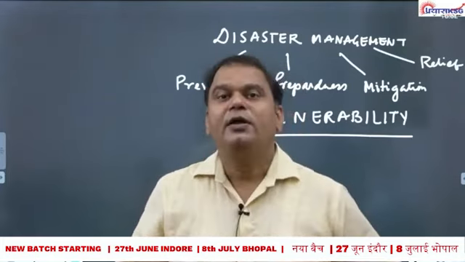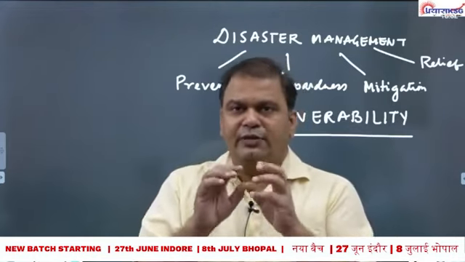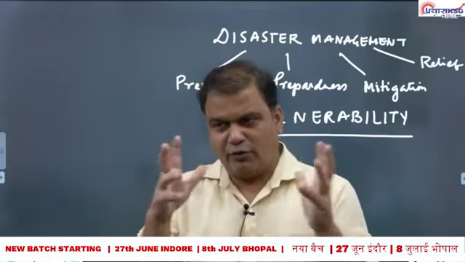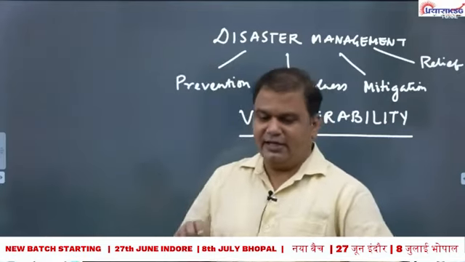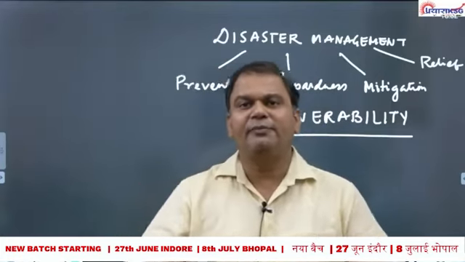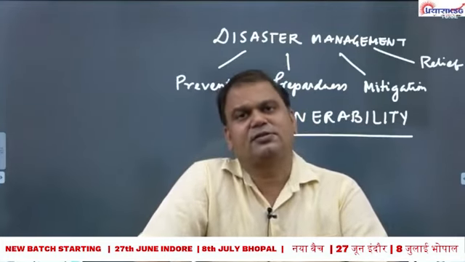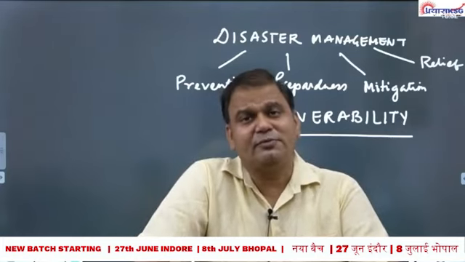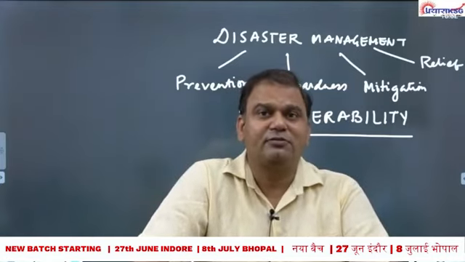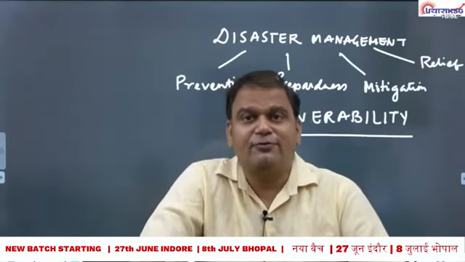Okay, now it's clear. Now see, when we are talking about vulnerability, I repeat it again. There are two terms that you have to know. One is called vulnerability and the second is called vulnerability analysis. I've discussed that any area can be vulnerable on account of many factors. It can be due to unsafe structures. It can be due to lack of coordination between government agencies. It can be due to an improper communication network, because whenever disaster happens, the relief measures won't reach on time. It can be due to lack of forecasting devices.